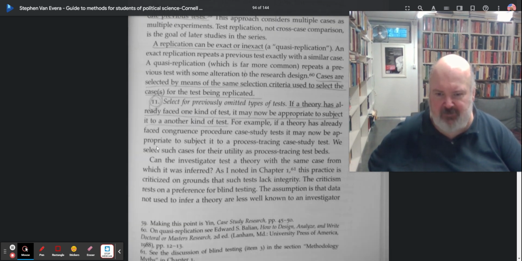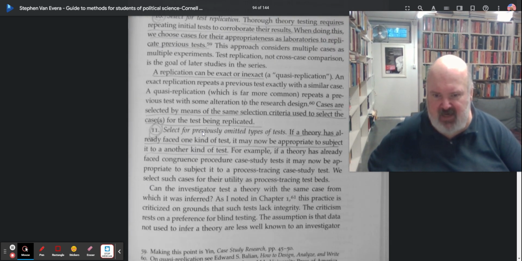Now, the last, the 11th criterion: select for previously omitted types of tests. In other words, omitted, not-yet-done types of tests. If a theory has already faced one kind of test, it may now be appropriate to subject it to another kind of test. For example, if a theory has already faced congruence procedure case study tests, it may now be appropriate to subject it to a process tracing case study test.